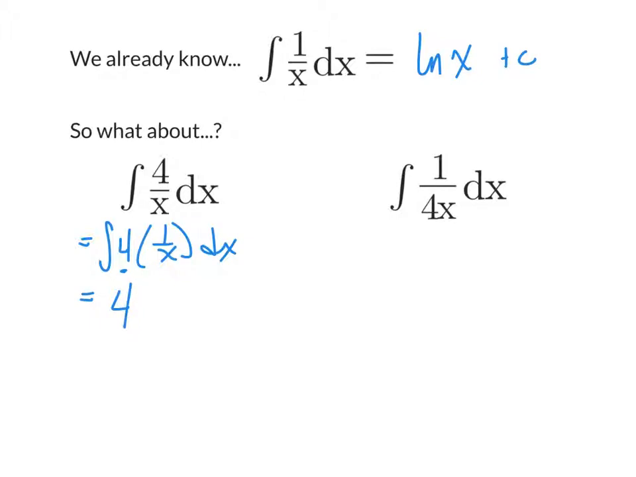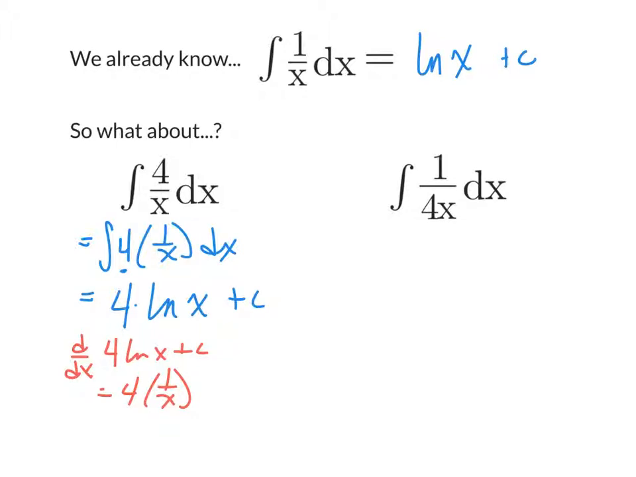we can just take the coefficient times the integral of 1 over x, so 4 times natural log of x plus c. You can check that to be certain by taking the derivative of 4 natural log of x plus c, and we'll get 4 times 1 over x plus 0, which of course is that 4 over x that we saw.